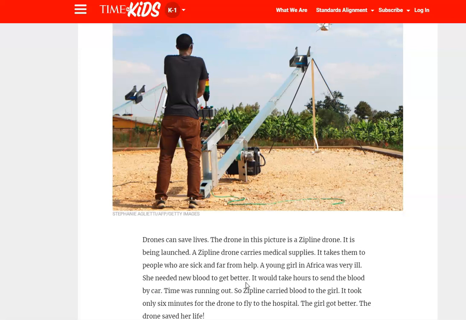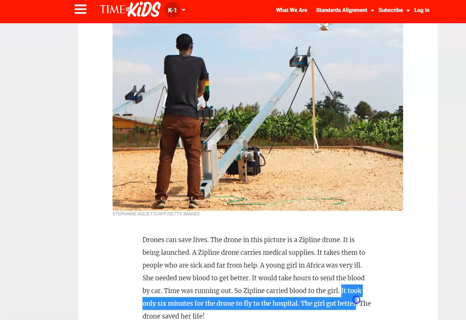So I think the sentence that explains why the author thinks drones can save lives is, it says, it would take hours to send the blood by car. Time was running out. It took only 6 minutes for the drone to fly to the hospital. The girl got better. Wow. I'm going to highlight that part because I think that is the part of the text that explains why the author thinks drones can save lives.